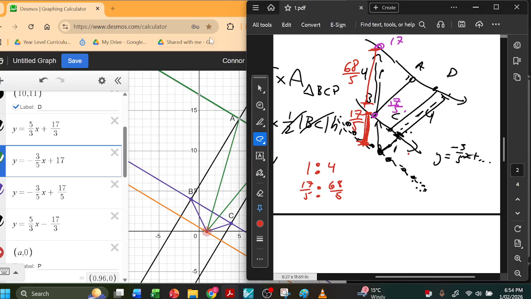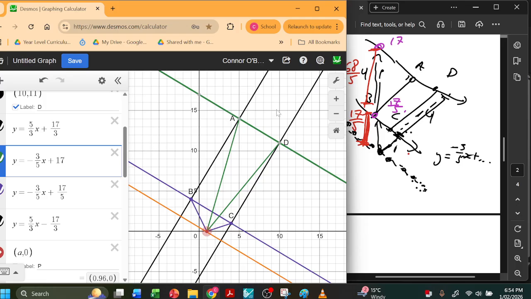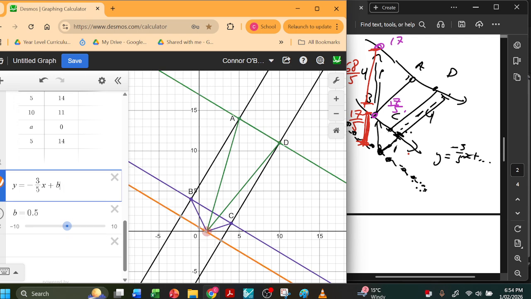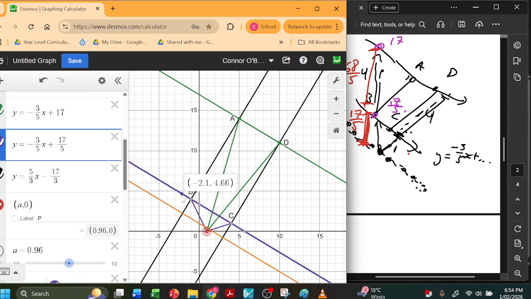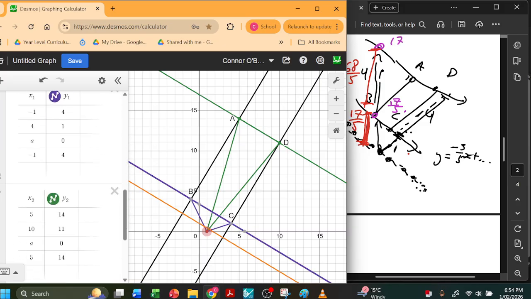So getting back to our diagram over here, if we want to work out where this orange line should be sitting, we need to start at that purple line. We need to translate that line 17 over 5 units down. Now, the purple line happens to have the equation negative 3 over 5x plus 17 over 5. So if we were to translate that 17 over 5 units down, that's basically shifting the y-intercept 17 over 5 units down, we're just going to end up with the equation negative 3 over 5x.